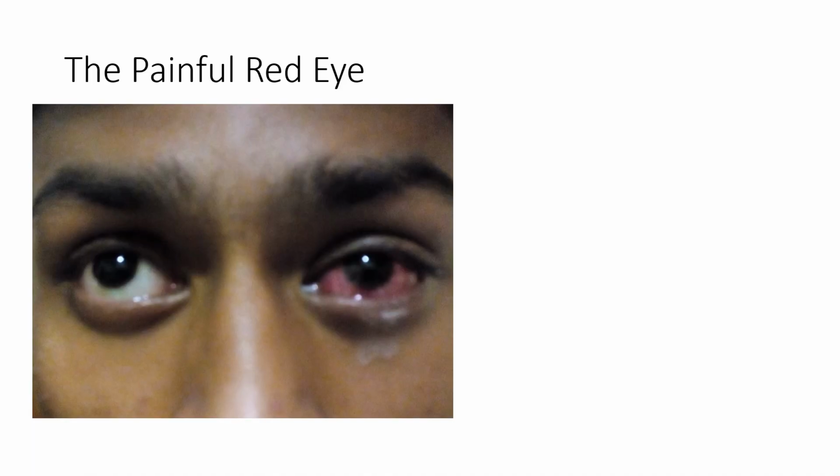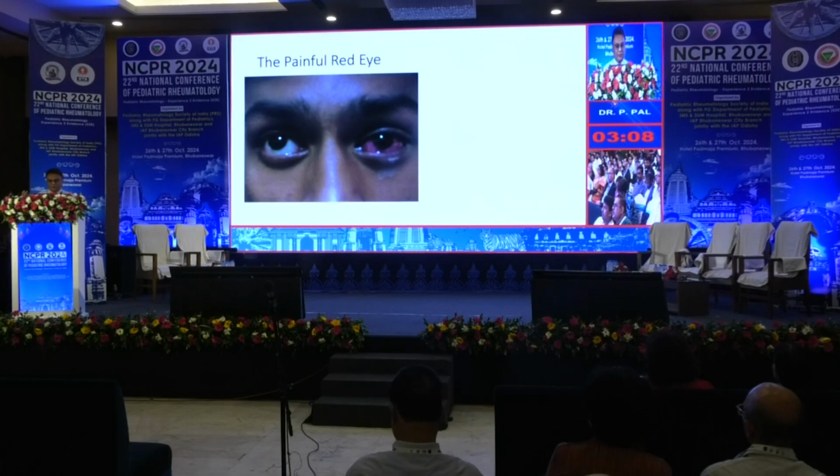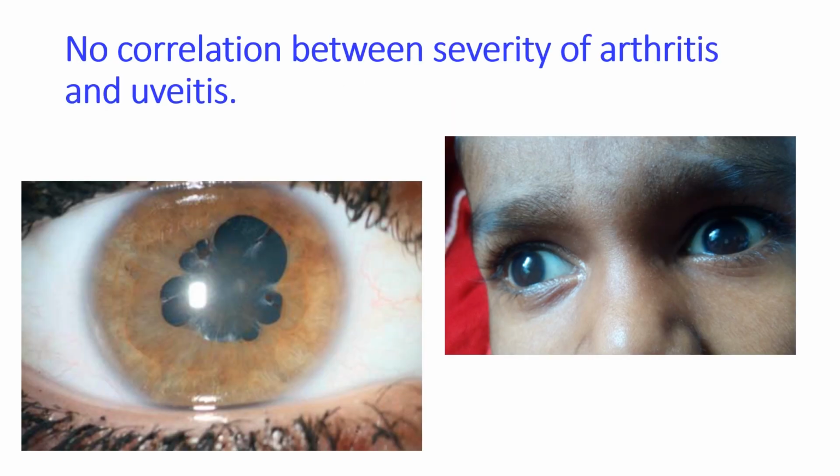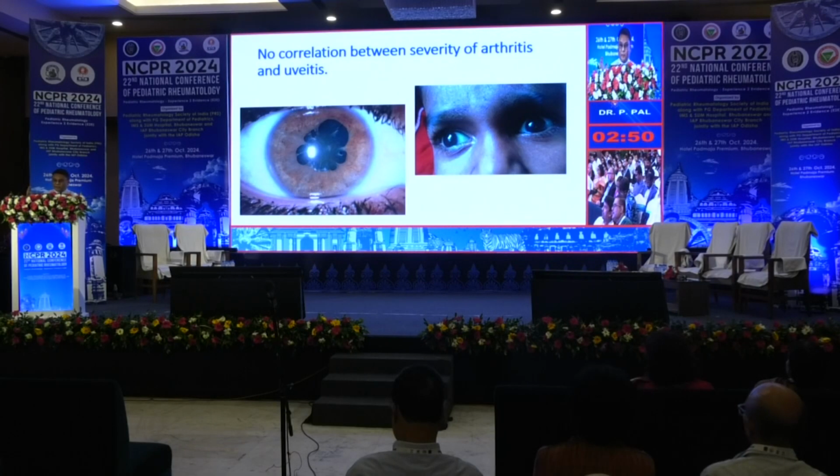Challenge 7, not looking beyond the joints. One has to remember that JIA also affects the eyes. If you have a painful red eye, that always draws attention. It's an ERA patient. But one has to remember the chronic debilitating uveitis that can come with blindness. So that has to be remembered. And one must also remember that there's no correlation between the severity of arthritis and uveitis.